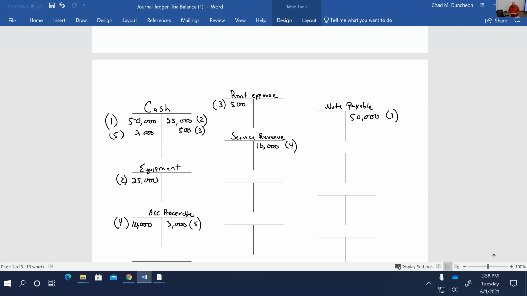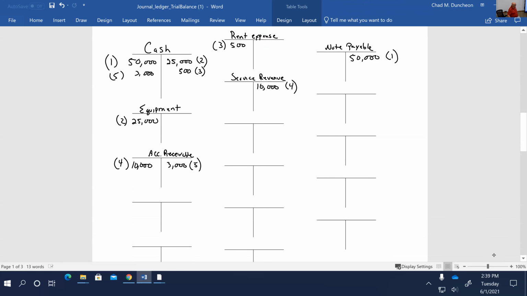And F, or number 6 here, January 28th, we purchased land for $200,000, paying cash and obtaining a loan for the rest. So again, we have another new account that we need to create. We have our land account, which in this case we debited for $200,000. We also credited cash in that amount because cash went out when we did that. And the rest of it we put into a note payable, which is a liability with a normal credit balance.